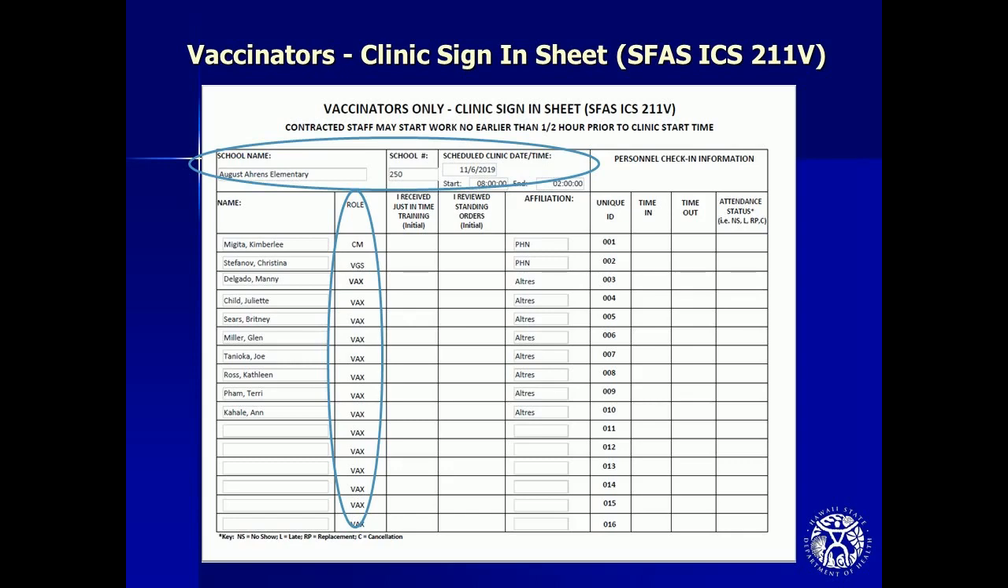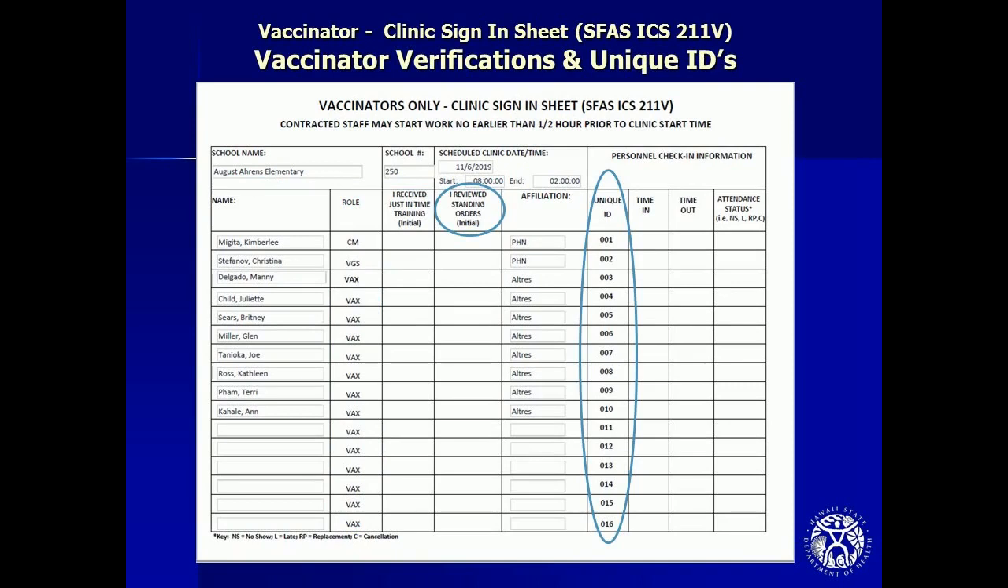The designation VAX for vaccinators in the role column is standard on all 211V sign-in sheets statewide, therefore does not need to be filled in or pre-populated. Shown here is where vaccinators must initial to verify they have reviewed the SFAS standing orders. A standard feature of the 211V sign-in sheet for vaccinators is an additional column containing unique ID numbers in sequential order, corresponding to each assigned vaccinator.